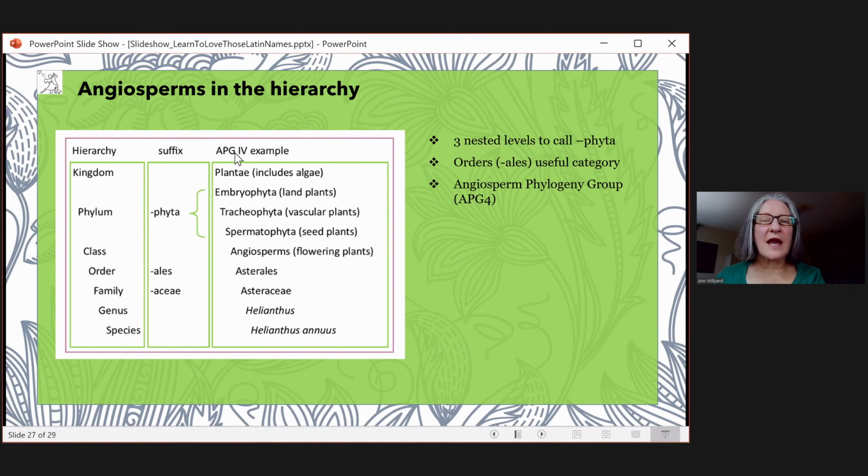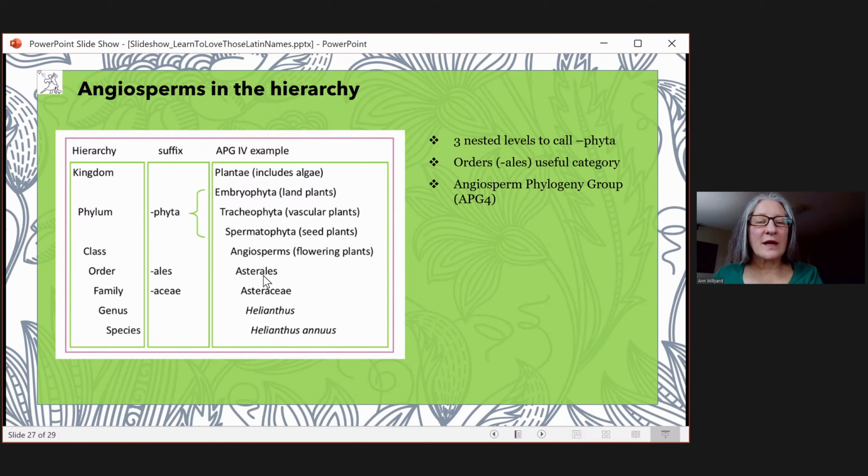So here's a group called the Angiosperm phylogeny group, and I'm going to reference in the next slide how to find their work. They suggest using the term plantae, which includes the algae, the embryophyta, the land plants, tracheophyta, and spermophyta, the seed plants. And so 3 nested layers in the hierarchy, all using Phyta, because those are 3 terms that people recognize. But then they said everyone knows what an angiosperm is. There's never been any question. So they used that common name, if you will.